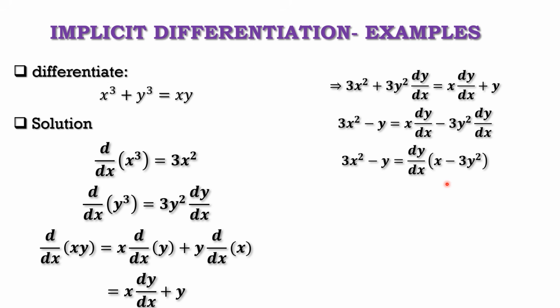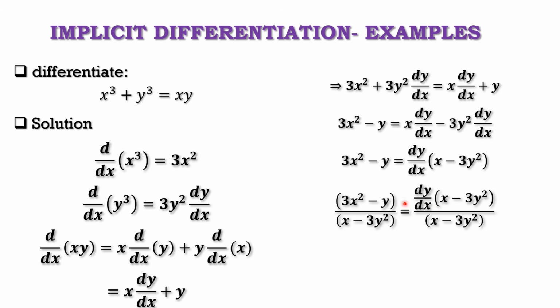Then the next thing is to isolate the x minus 3y squared from the dy over dx. We do so by dividing both sides by x minus 3y squared as you see here. So here we divide each side by x minus 3y squared. Then our final expression will be dy/dx equal to 3x squared minus y divided by x minus 3y squared. So that is the answer for example 2.